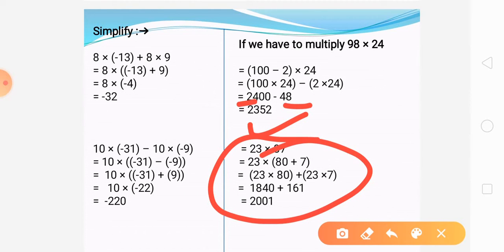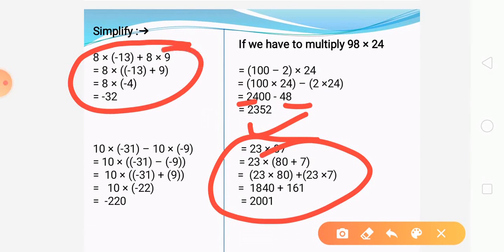This is also based on the use of the distributive property. Please understand these examples also.